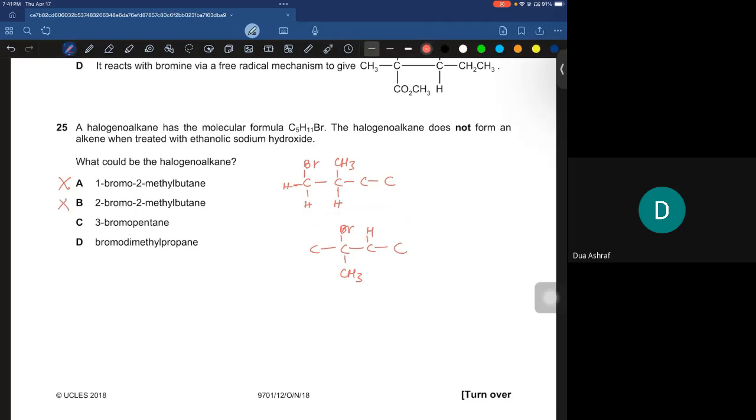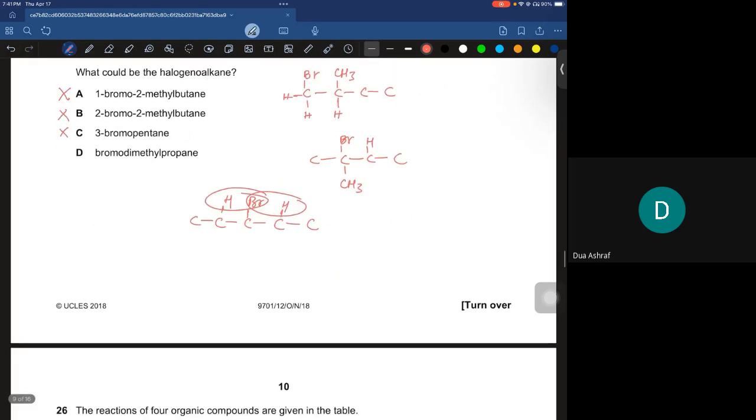Option B says 2 bromo 2 methyl butane, which means this is bromine, this is methyl, this is H. It can form alkene by removing this HBr. It's also incorrect. Option C, 3 bromo pentane. Pentane is 1, 2, 3, 4, 5, and this is 3 bromo. Of course, it can form alkene because this and this may be removed by NaOH.